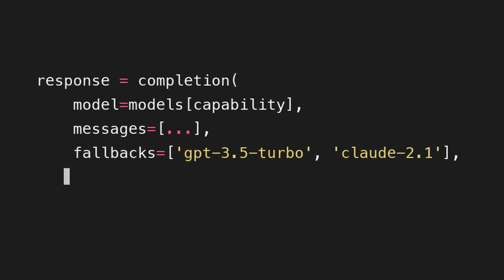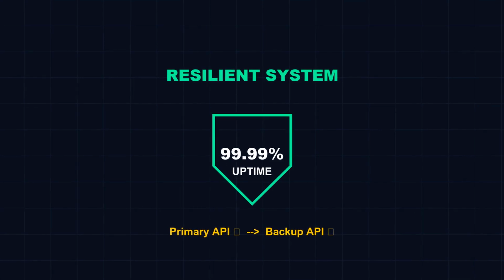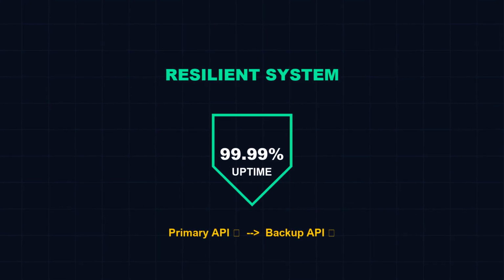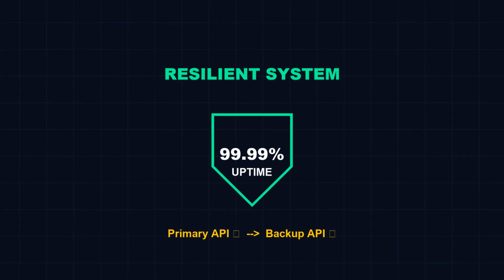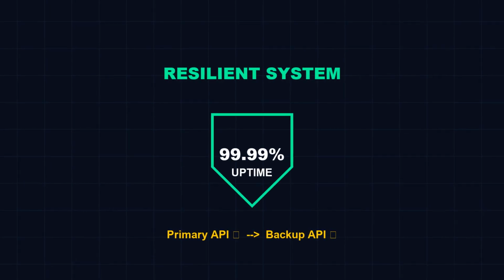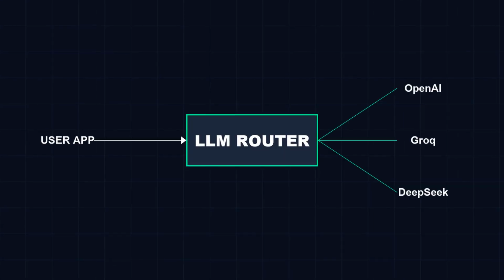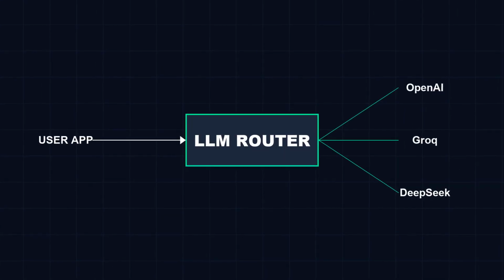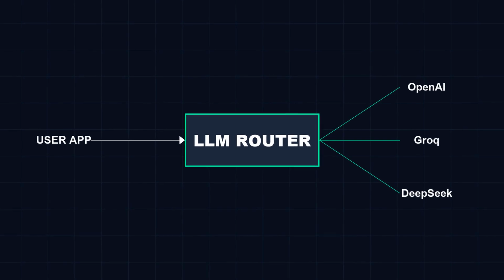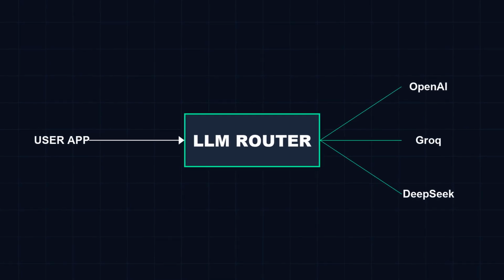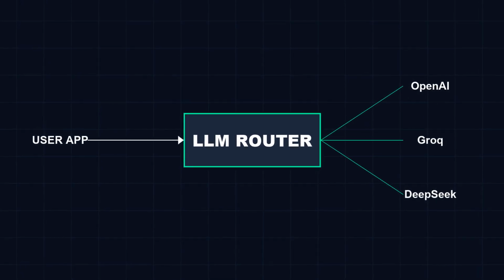This happens seamlessly in the background. Your user never knows there was an outage. This guarantees high availability and keeps your SLA green. This isn't just a script. This is a resilient system. You have built the interface. You have decoupled your logic from the vendors. You have a system that is resilient, flexible, and ready for scale.